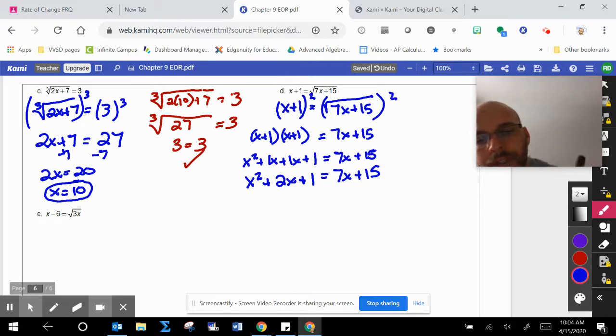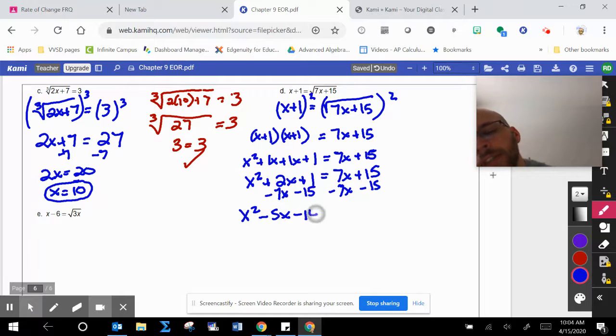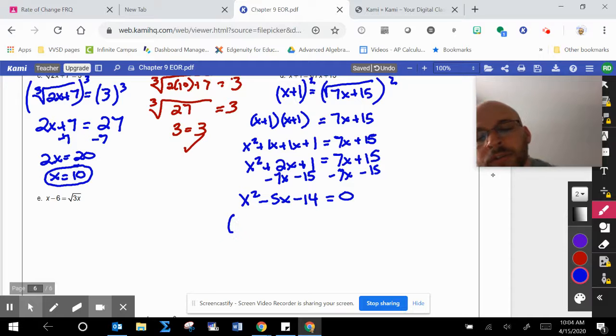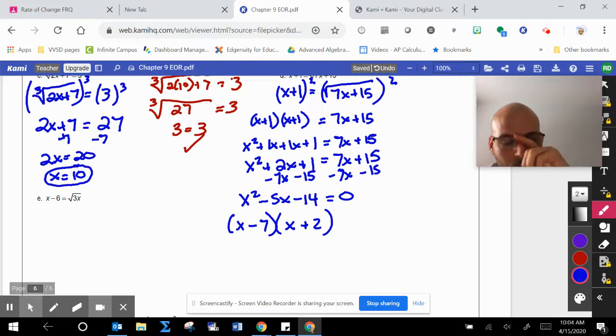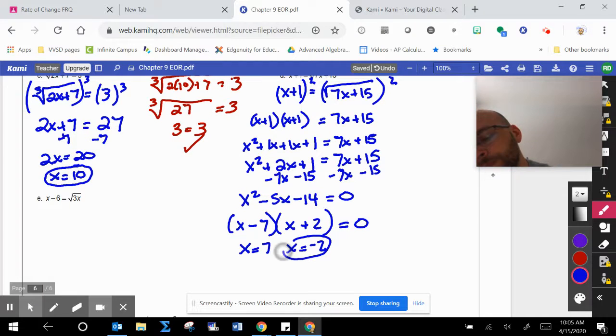Now if I start moving everything to the other side, let's get it equal to 0. We got to solve a quadratic, right? So I now have x squared minus 5x minus 14 equals 0. So let's see if this factors. I'm going to say x minus 7, x plus 2, and that equals 0. So my two solutions are going to be a positive 7 and a negative 2.